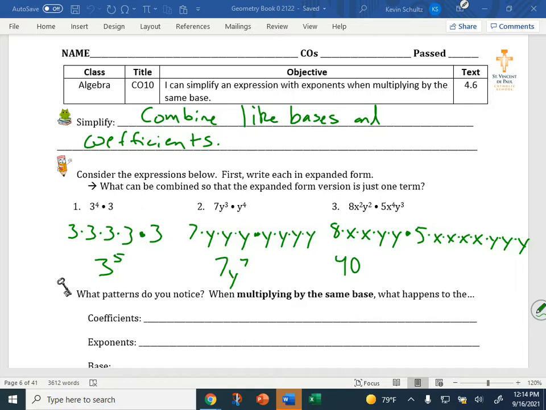And then when it says combine like bases, notice I've got 2 of them here. I've got a base of x and a base of y. I can't combine x and y together, but I can combine my x's with my x's and y's with my y's. So how many x's are there total in that expression when written out in expanded form? Drake? 6 of them. Okay? So x to the 6th. And how about y's?